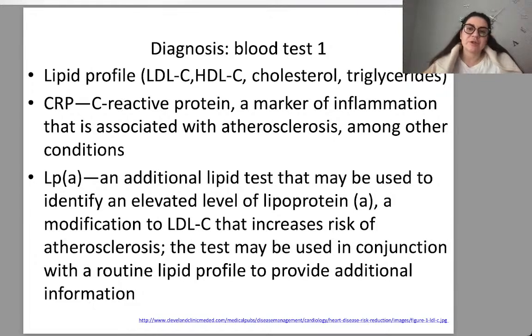Moreover, for all patients, it is recommended to check inflammation markers, and the most often used of them is CRP, or C-reactive protein. It is a marker of inflammation that is associated with atherosclerosis, among other conditions.